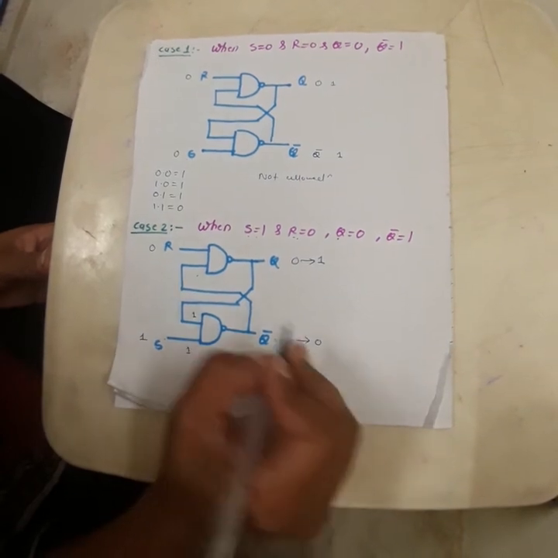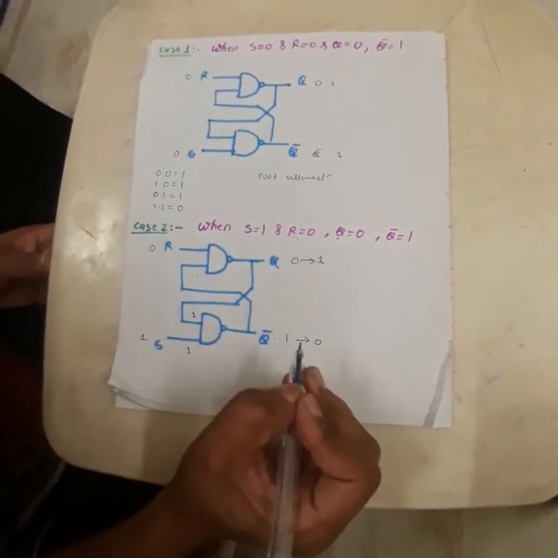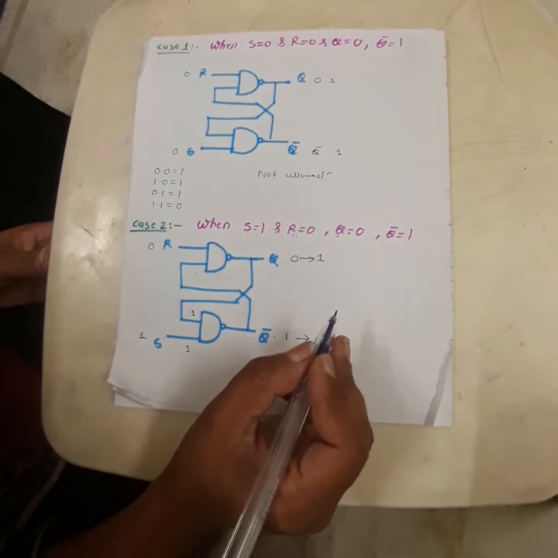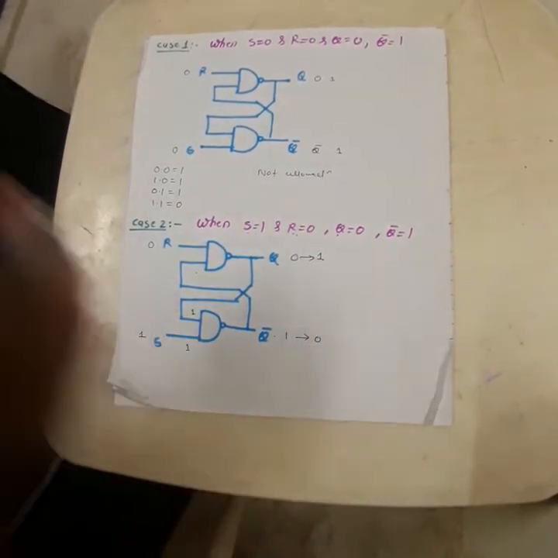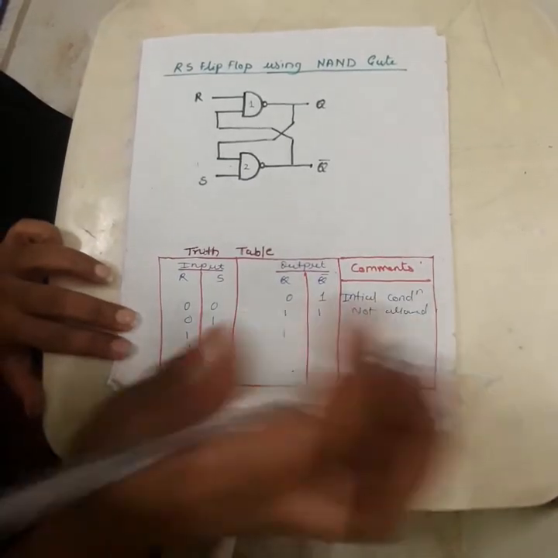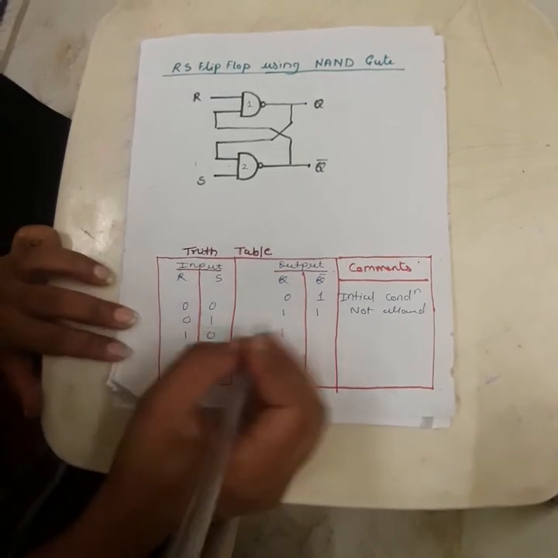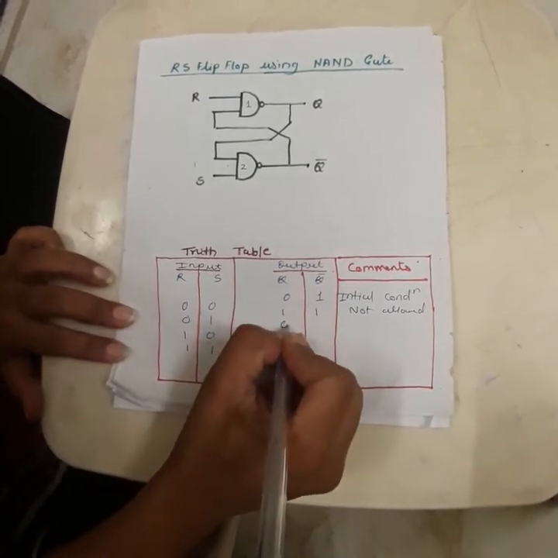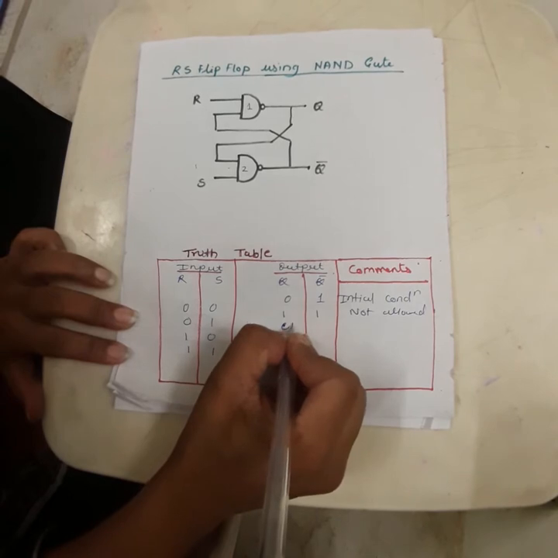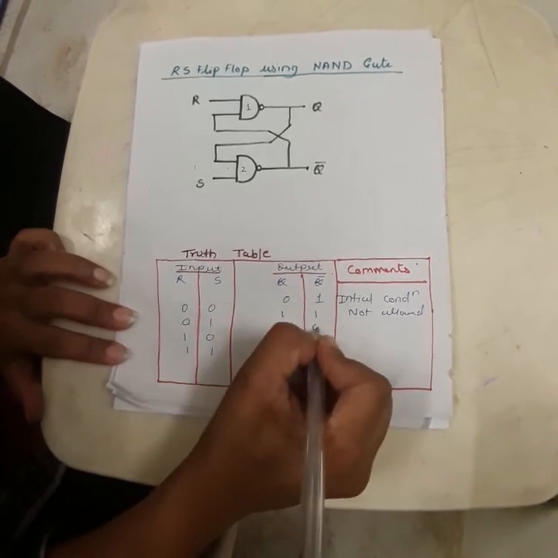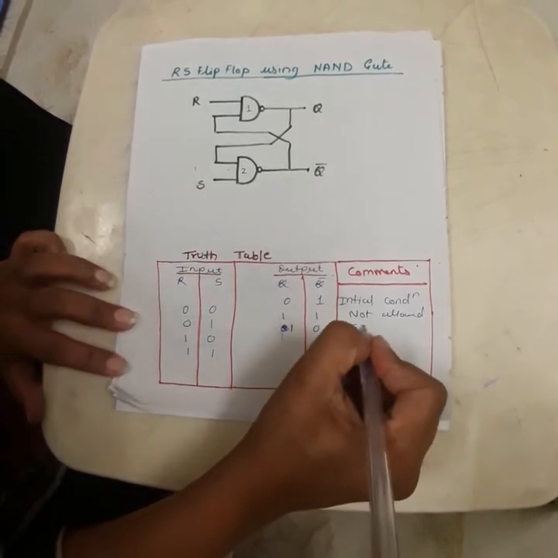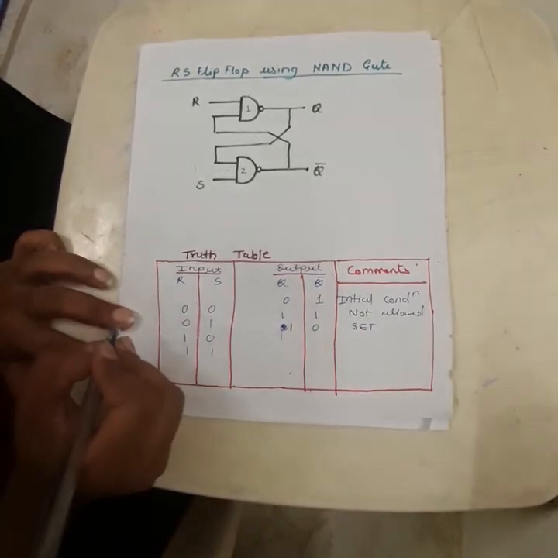Okay, so when S equals 1 and R equals 0, it is the set condition of your flip-flop. So when R equals 0 and S equals 1, your output is set to 1 and its complement is 0. So it is the set condition of the flip-flop.